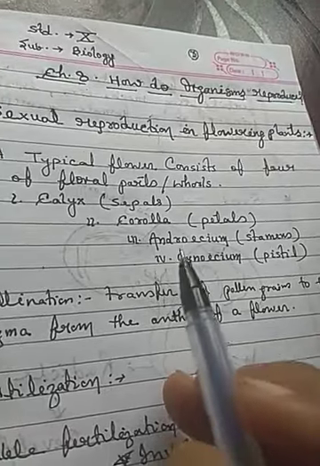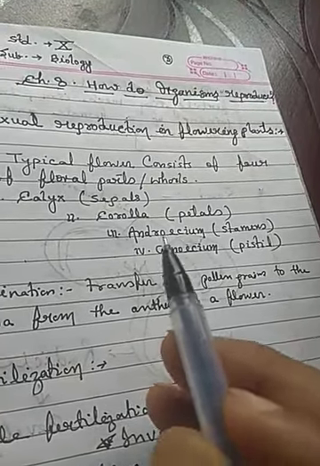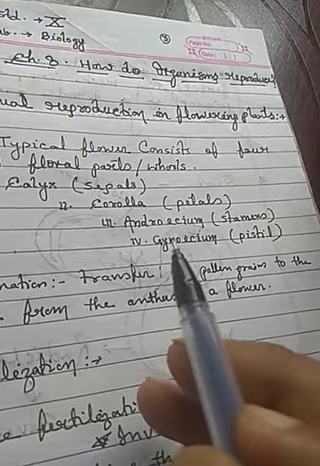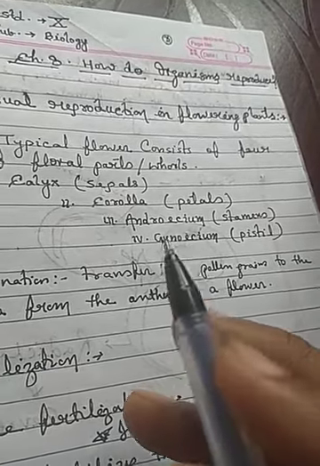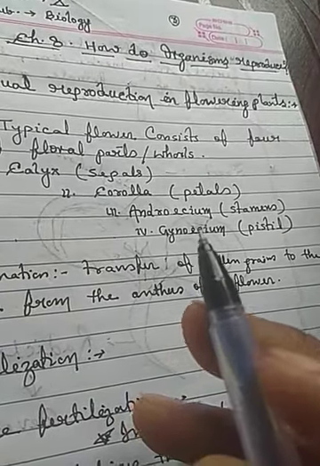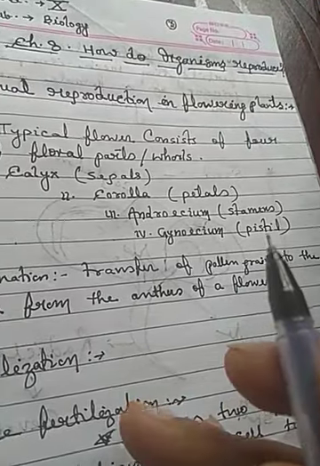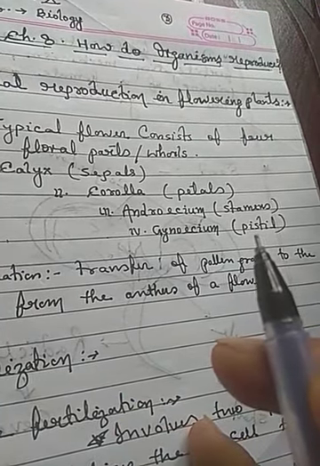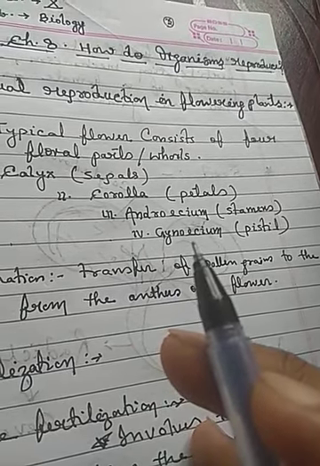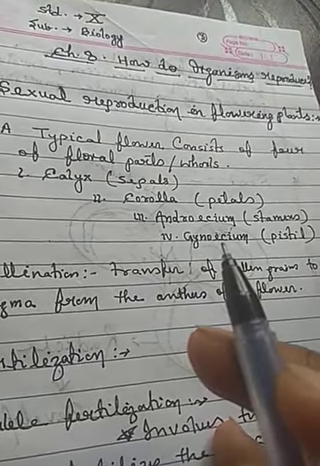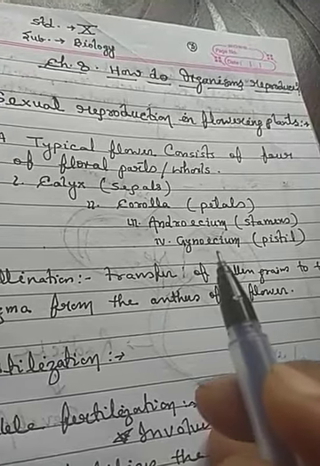Next, androecium and gynoecium. Both are the sexual parts of the flower. Androecium is called the male part of the flower and gynoecium is called the female part of the flower. In the androecium, many stamens are present in the flower. They combined form the androecium. And in the center of the flower, the pistil is present, and this is known as the gynoecium. This is the female part of the flower. So these 4 whorls are present in the flower.